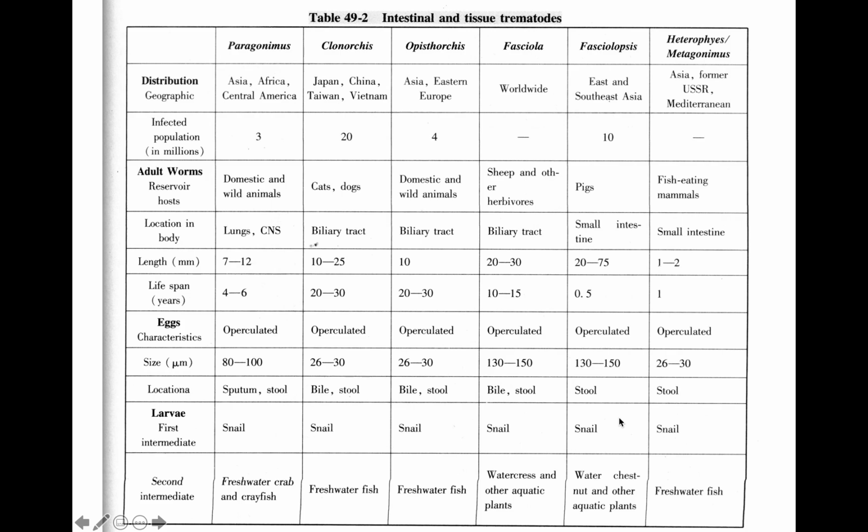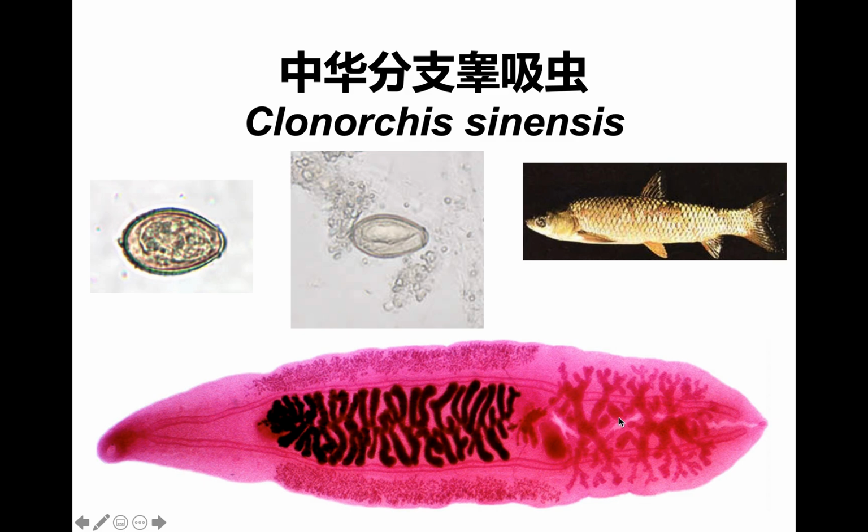This is a table showing intestinal and tissue trematodes. First, we are going to learn Clonorchis sinensis. This one was first found in Hong Kong by a chef. So that's why the Chinese name for this is 中华, meaning Chinese, and 分支睾, which stands for the testes having spread into different branches, which we can see from the picture. The testes have many branches like coral.